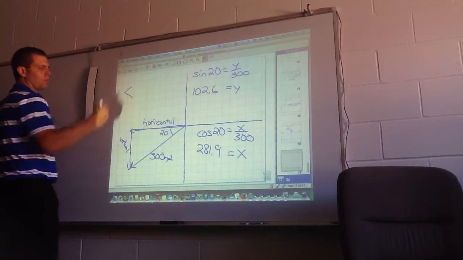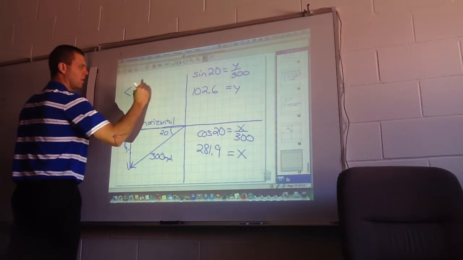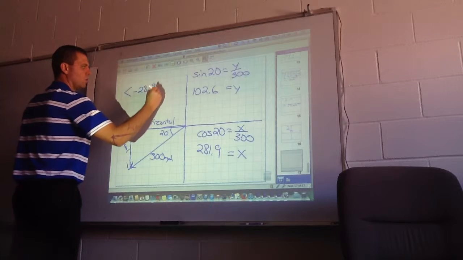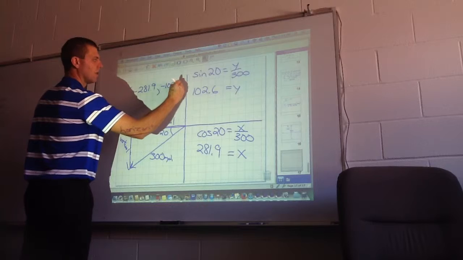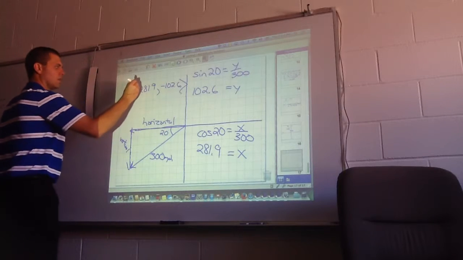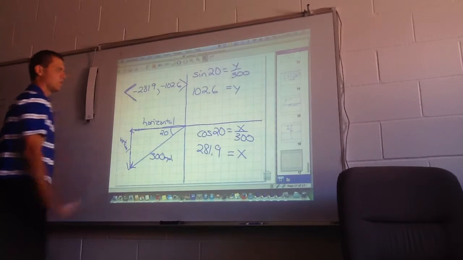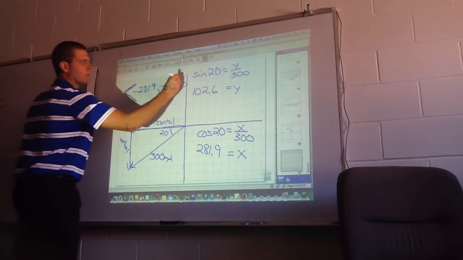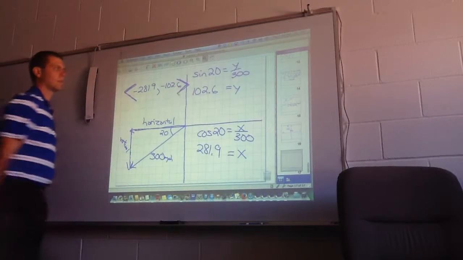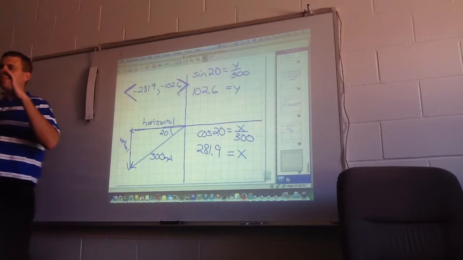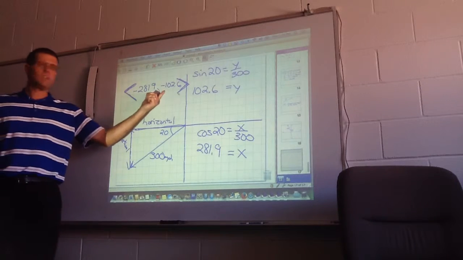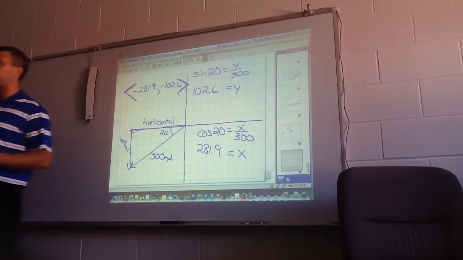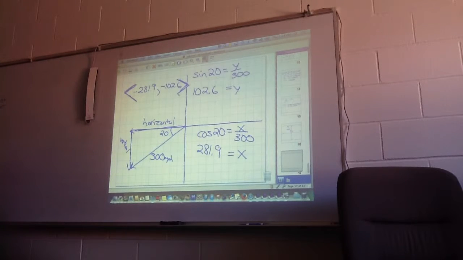You don't use parentheses. They're basically pointed parentheses. This is the way we describe a vector using its horizontal and vertical components.